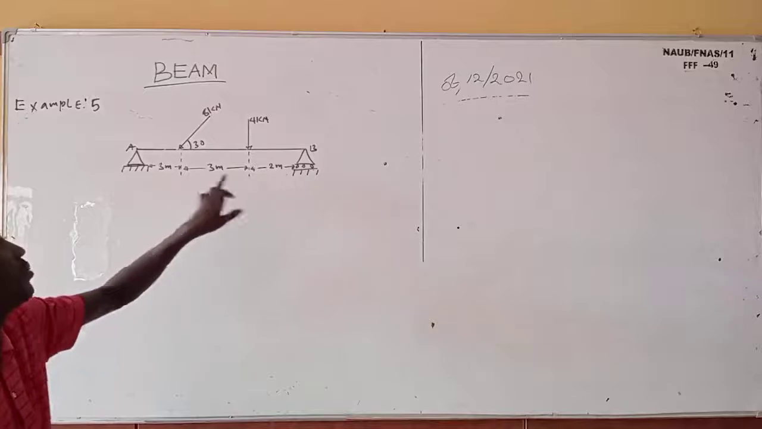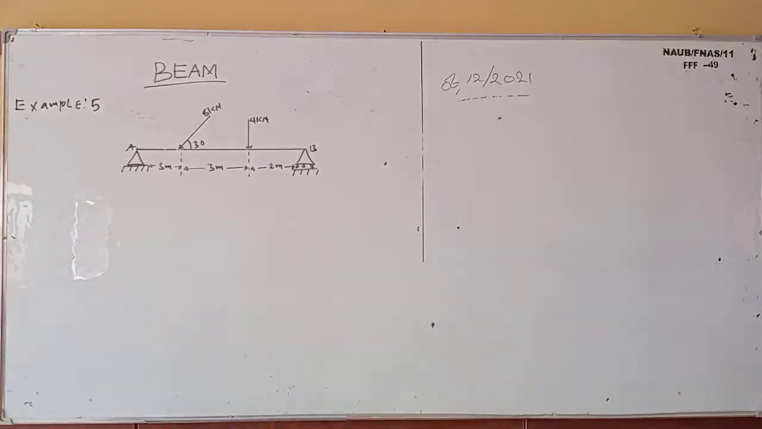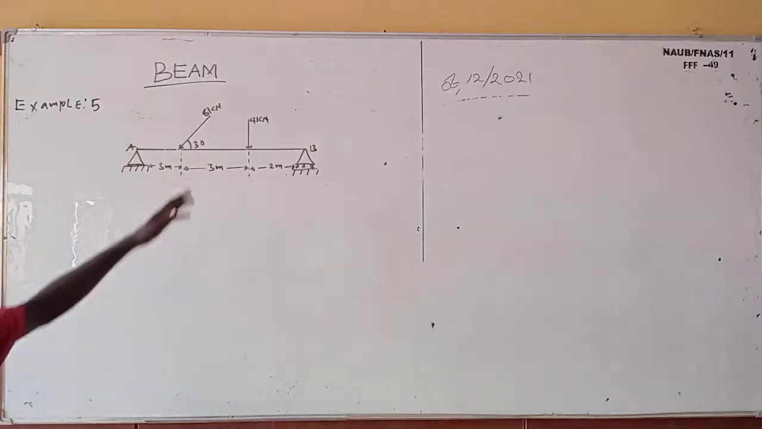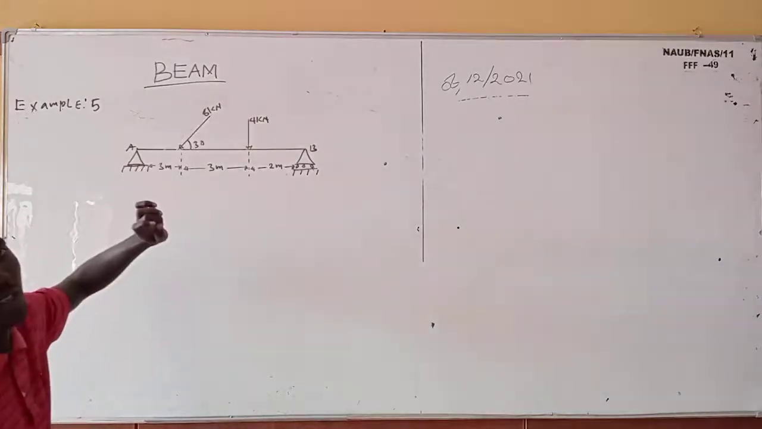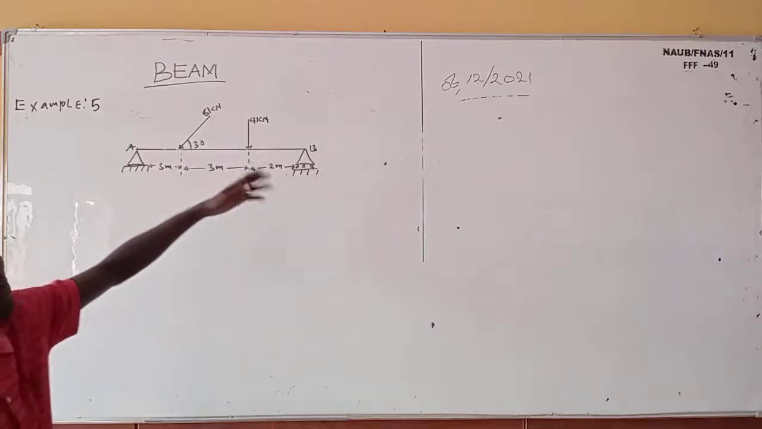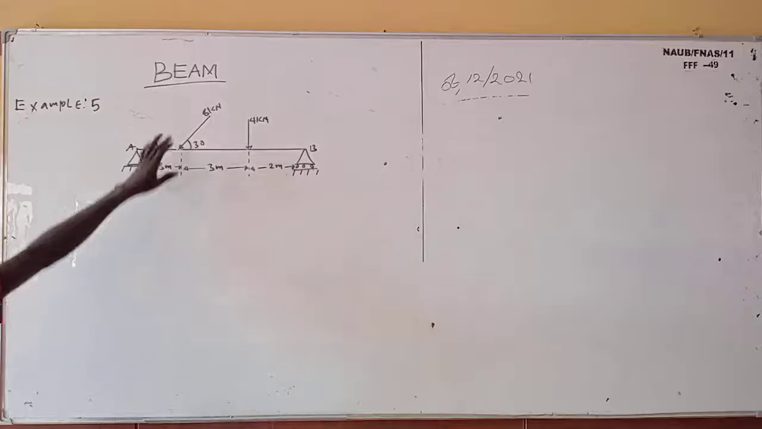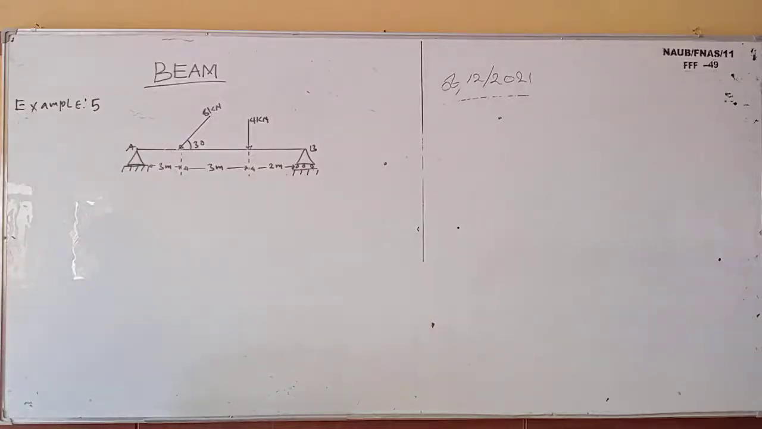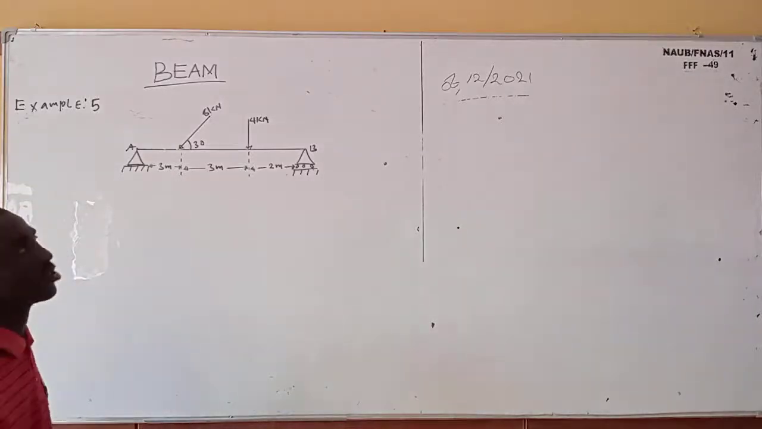In between them 3 meter. From here to the roller support is what? 2 meter. So the first thing you do is you resolve this into a vertical and horizontal forces. You are going to resolve this, and don't forget, when you are resolving in the vertical you take sine, when you are resolving in the horizontal you take what? Cos.